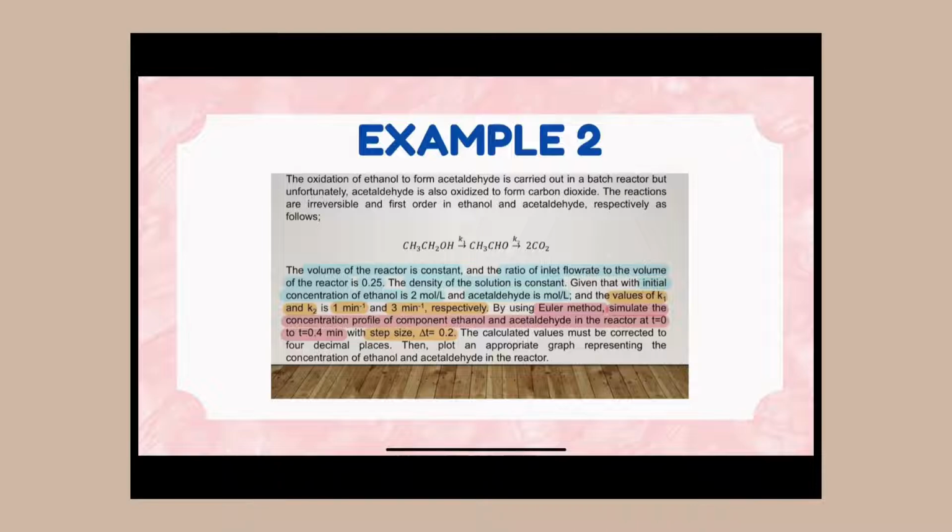By using the Euler method, simulate the concentration profile of component ethanol and acetaldehyde in the reactor at t equals 0 to t equals 0.4 minute with a step size of delta t equals 0.2. The calculated values must be corrected to 4 decimal places, then plot an appropriate graph representing the concentration of ethanol and acetaldehyde in the reactor.